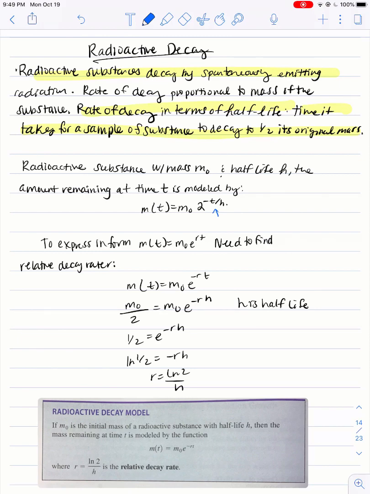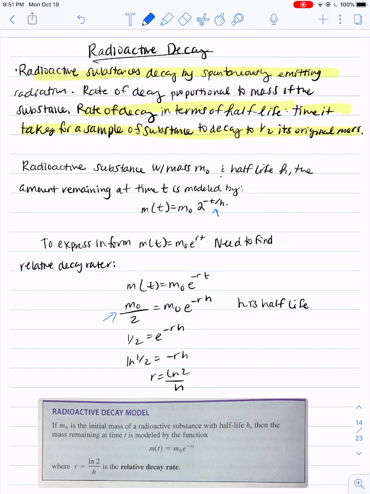So I'm going to start with m of t equals m0 e to the negative rt. Our m of t is m0 over 2, because the half-life is when you go from your original mass to half of that. So after a half-life, we have half the original mass. We can replace the t with h, because h is the time it takes for the sample to decay to half of its original mass. Then I can cancel out the m0s, and I get 1/2 equals e to the negative r h.